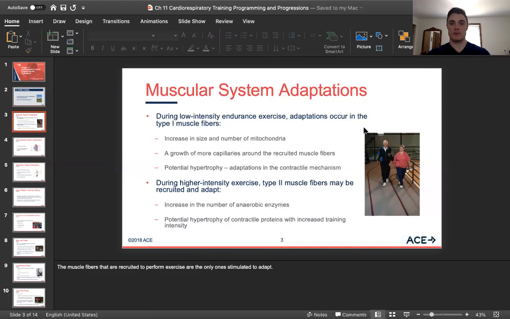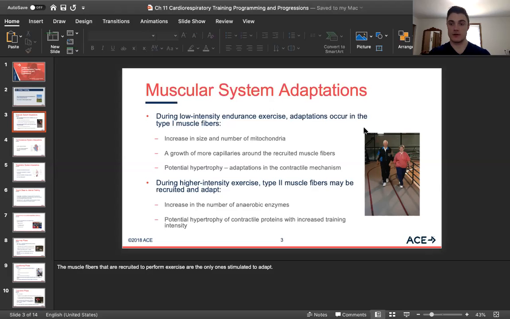So firstly, we're going to talk about muscular system adaptations. As you know, we have two muscle fiber types, type 1 and then type 2 A and B. So as you could probably guess, when you're doing more low intensity endurance exercise, you're going to be stimulating the type 1 muscle fibers. And when you're doing more high intensity exercise, you're going to be stimulating type 2 muscle fibers, primarily due to force production.